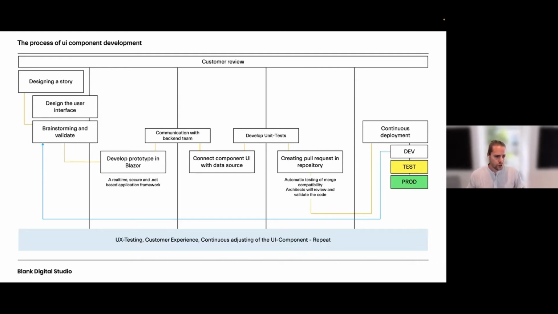When we have a first version of the design, we go over to the next stage, which is developing the prototype in Blazor. Blazor is a very nice framework provided by Microsoft for real-time and secure web applications, and it gives us the opportunity to very quickly create static components out of the box, which can be made available for tests very, very fast.